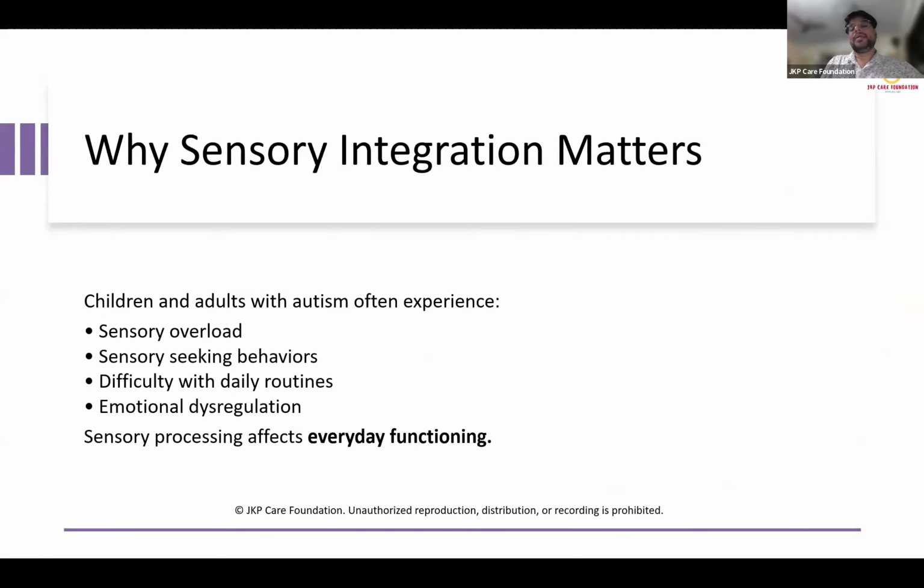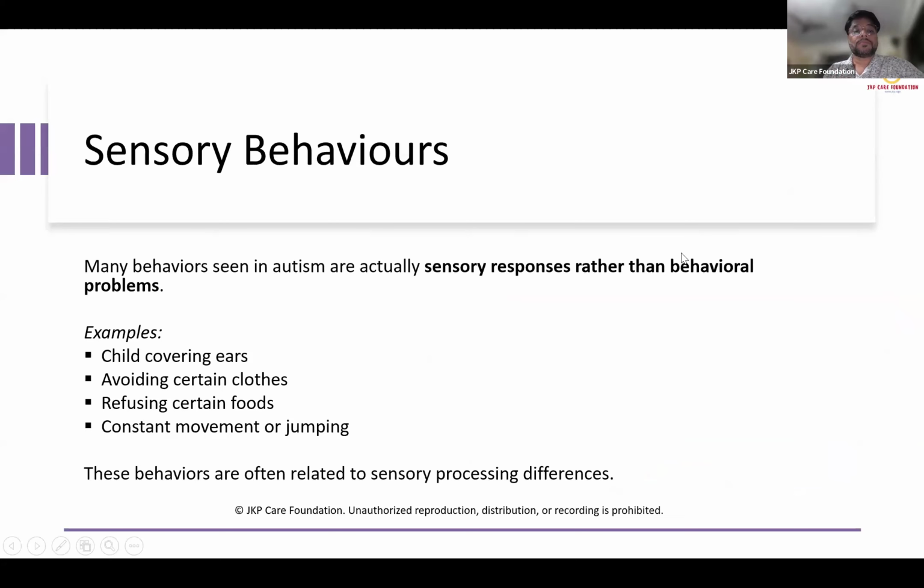So why does sensory integration matter? Children and adults with autism often experience sensory overload, sensory seeking behaviors, difficulty with daily routines, and emotional dysregulation. Sensory processing affects everyday function. We'll look into sensory overload just now. So first is sensory behaviors. Let's look at it. What are the sensory behaviors?